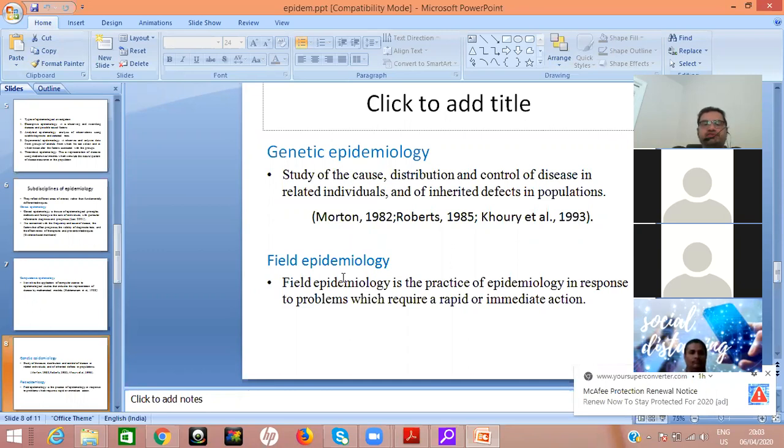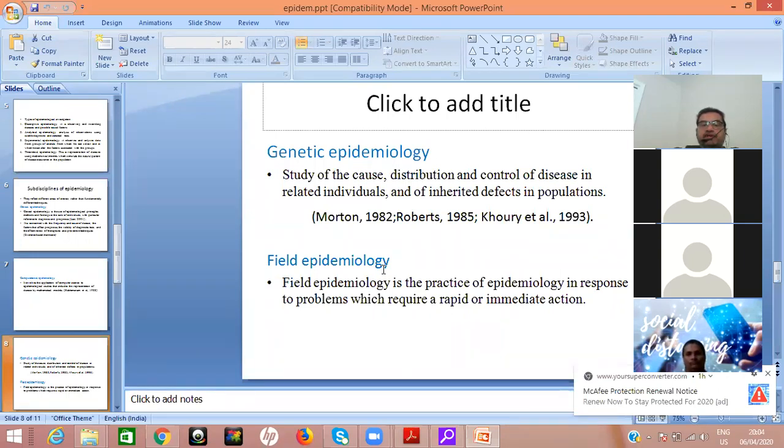Another is field epidemiology. What we do in field epidemiology: whatever disease is occurring in a field condition is reported only by a person in the field. If you are a veterinarian working in field conditions, you know the occurrence of disease at the ground level, and you have to take a judgment whether we have to go for its control strategy immediately or not. That is called field epidemiology.